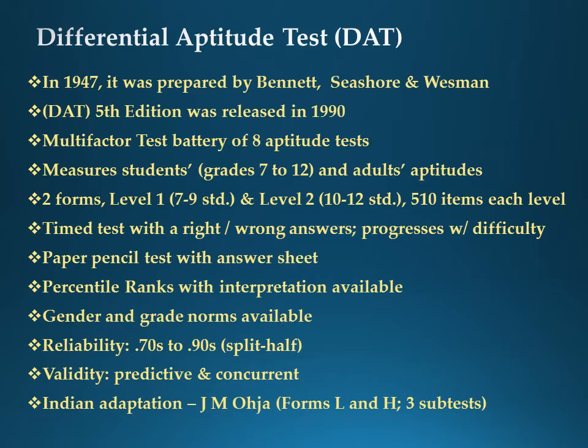There is an Indian adaptation of this test by J.M. Ojha, and the two forms which are labeled are called Form L and H. Again, it has two levels and has those number of items which keep getting difficult as it progresses. And there are 3 sub-tests within it. Now, before we move on to the next test, I would like to tell you that the DAT was revised a number of times. In 1962, in 1972, and a couple of times after that as well.